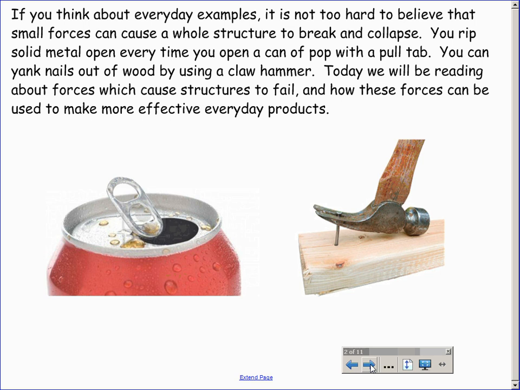Now today we will be reading about forces which cause structures to fail, and how these forces can be used to make more effective everyday products.